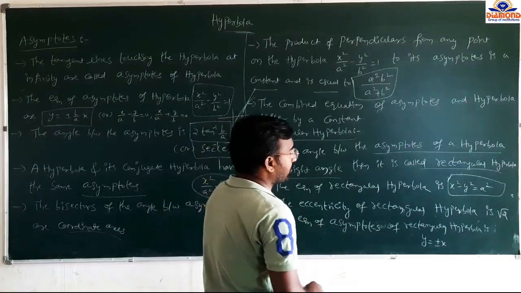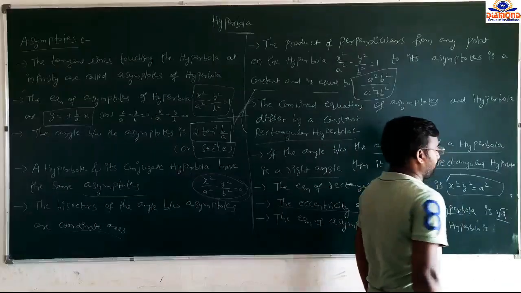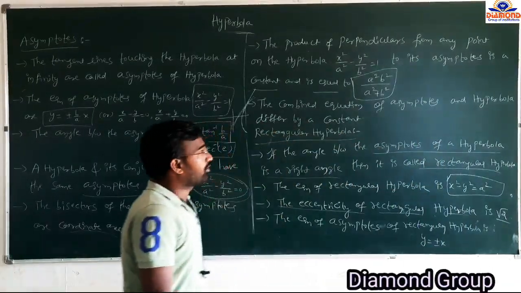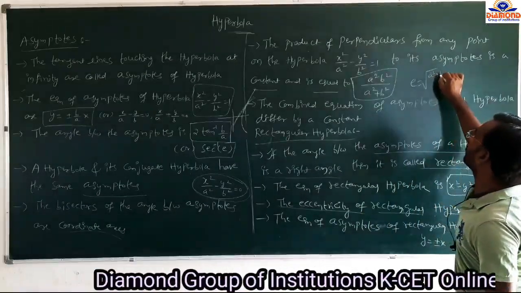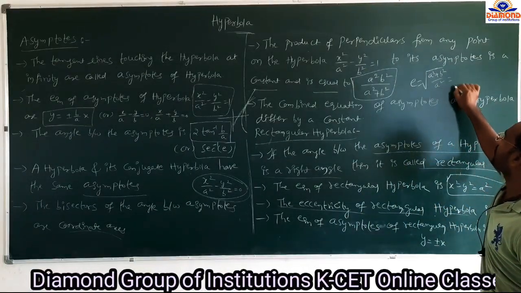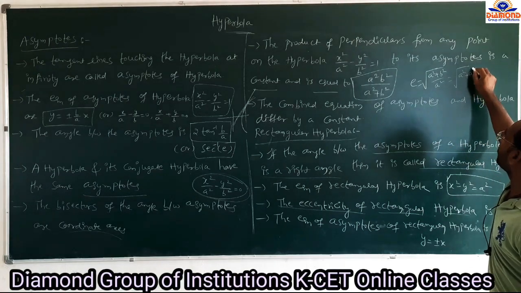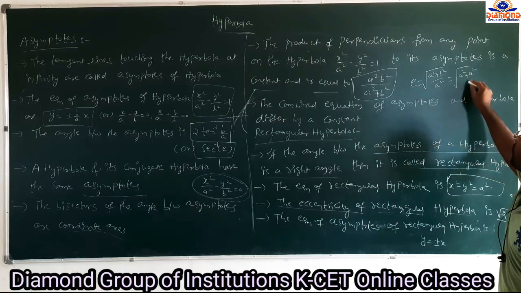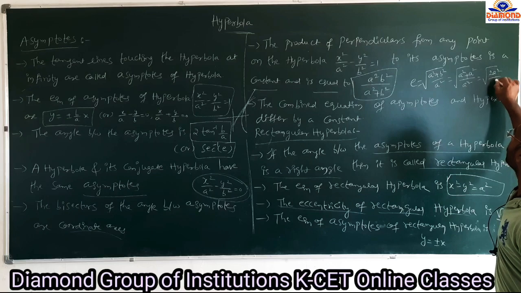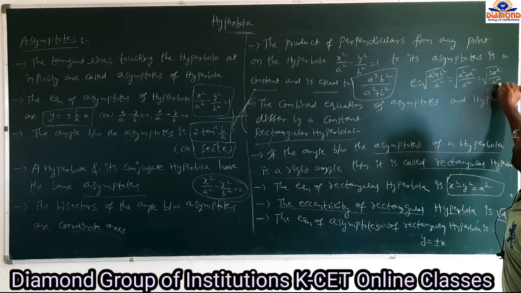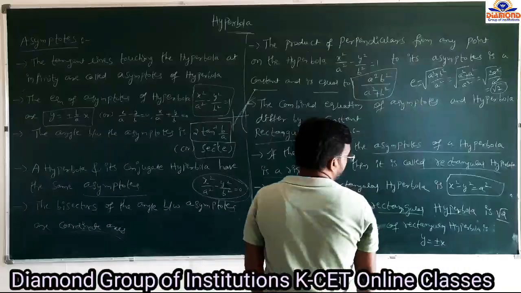Next, the eccentricity of the rectangular hyperbola is root 2. Because you can take the eccentricity formula root over a square plus b square by a square. This equals root over a square plus b square, and you can take a square only, because a equal to b for the rectangular hyperbola, by a square. So this equals root over 2a square by a square. A square cancels. What you get? Root 2. So the eccentricity of the rectangular hyperbola is root 2.